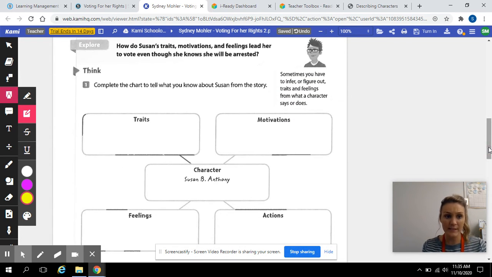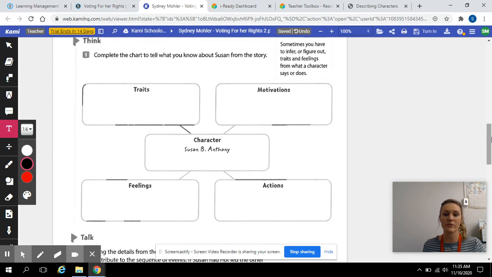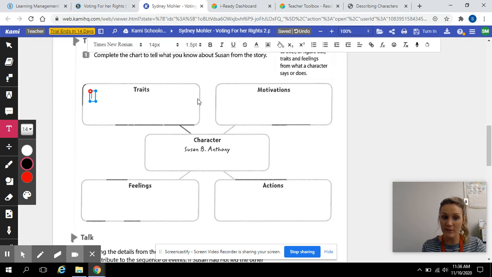Okay, let's complete this chart. We did one very similar yesterday. So let's complete it over Susan B. Anthony. We have our character here in the middle, and it branches off into these categories. So our first category is traits. I will do one. I would like you to also fill in another trait. One trait that I know Susan had, and it said in the story, was that she was very determined.